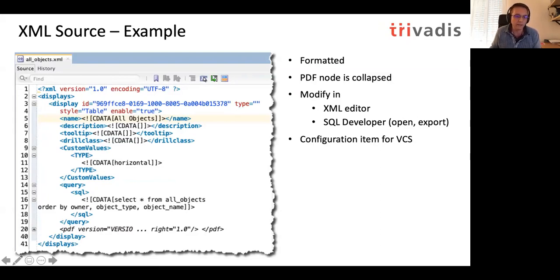I've reduced that one. What you see here is the select star from all objects, order by and so on. And I've defined it as table style, horizontal view, that's it. So it's easy to extend it within a normal editor. You don't have to do that in SQL Developer itself.